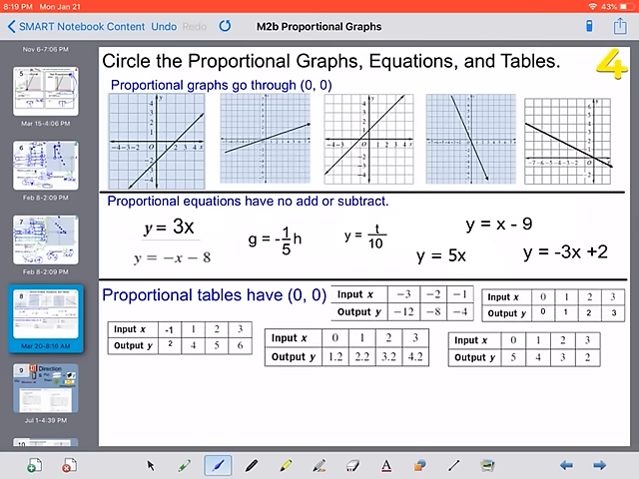All right, our last slide here. Not a whole lot of work. We just need to circle the proportional graphs, equations, and tables.